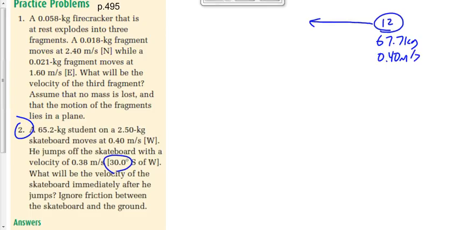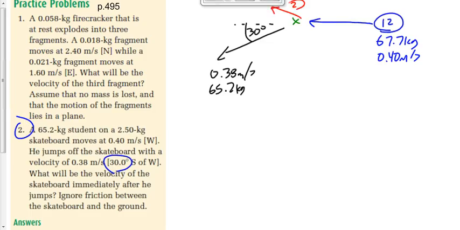Now there's an explosion point, for lack of a better term. There's an explosion point right here where the person, the skateboarder, the student, goes down this way at 30 degrees south of west at a velocity of 0.38 meters per second. His mass is 65.2 kilograms. Where would we predict the skateboard would go? Well, we know it's going to go up, probably up and left. We'll find that out in a few minutes here. Its mass is 2.50 kilograms.